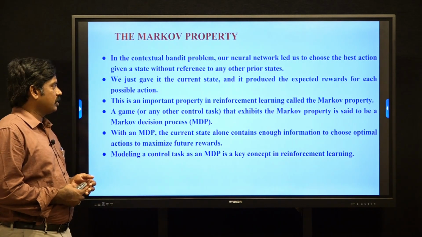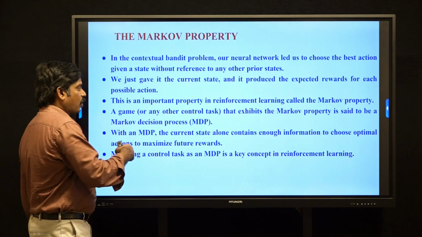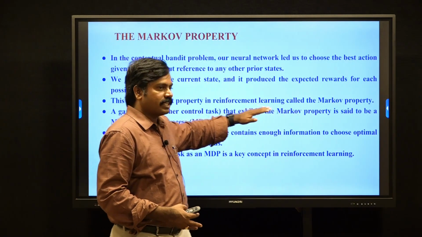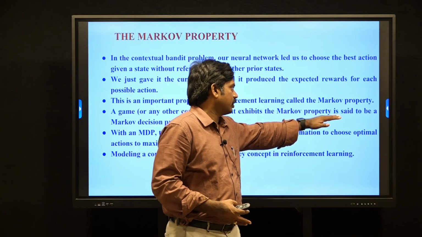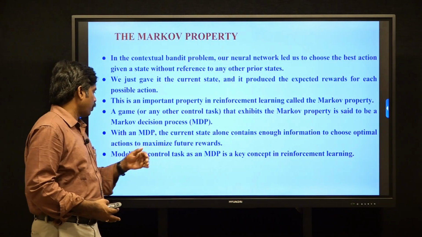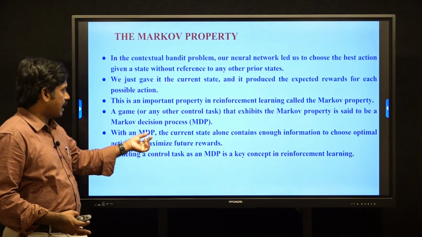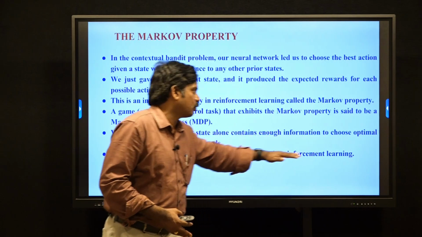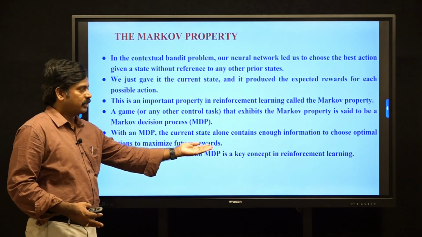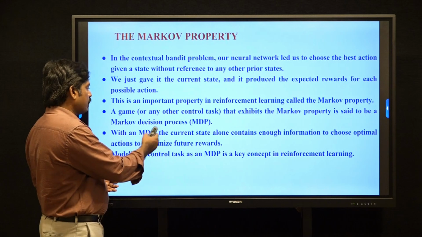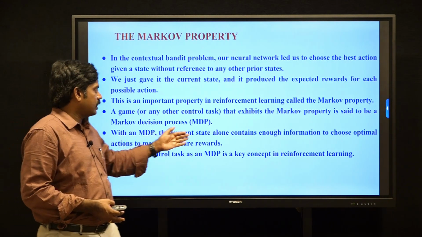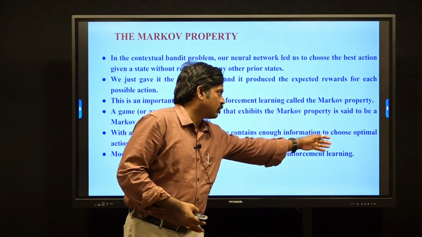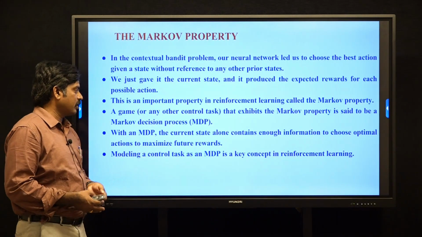That is called a Markov decision process. A game or any control task that exhibits the Markov property, meaning it considers only the current state situation, is said to be a Markov decision process. In a Markov decision process, the current state alone contains enough information to choose the optimal action to maximize future rewards. We take only the current state to choose the optimal action to maximize the future rewards.